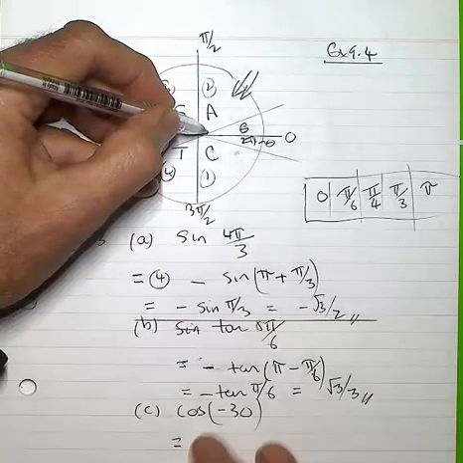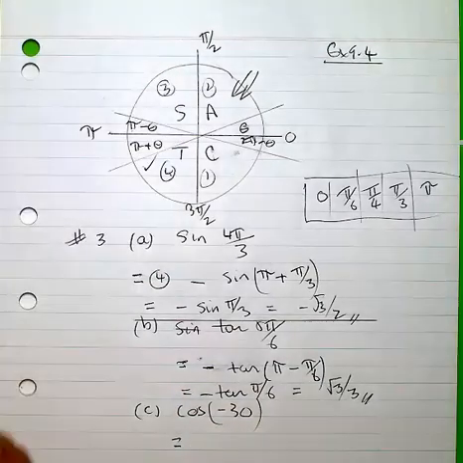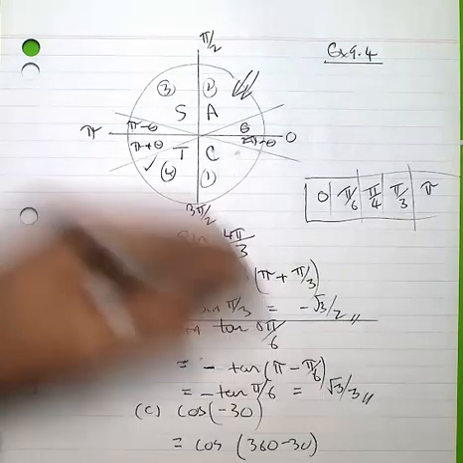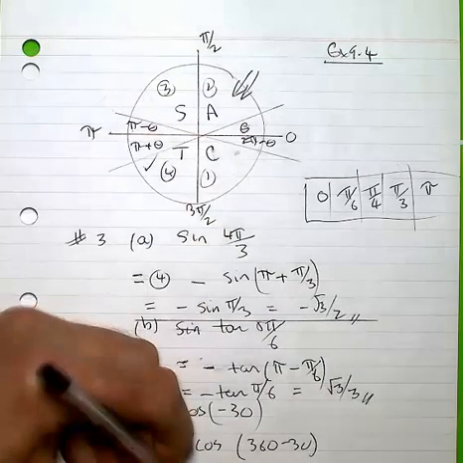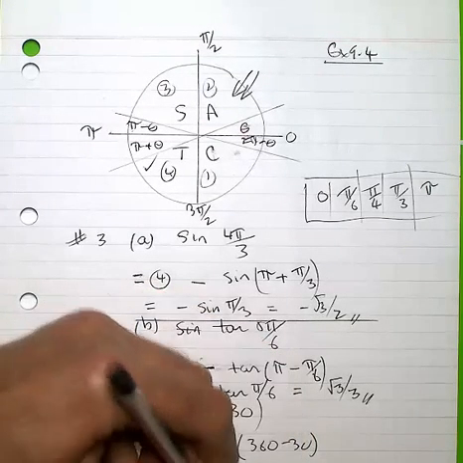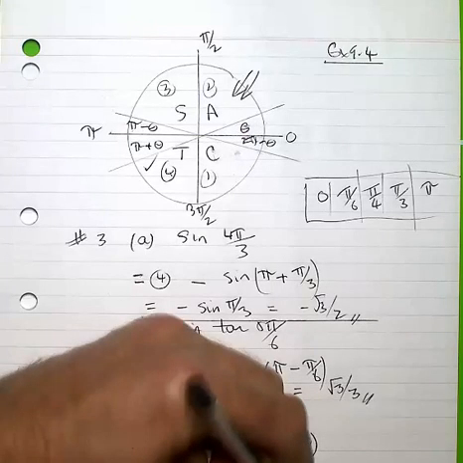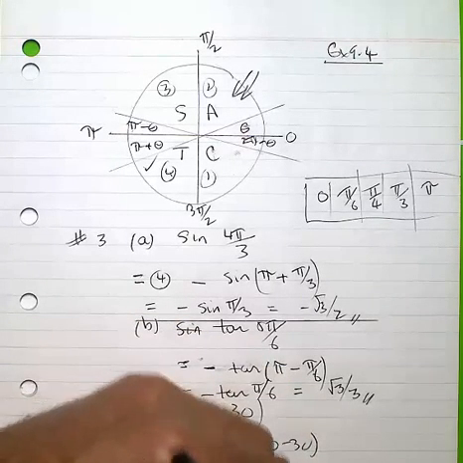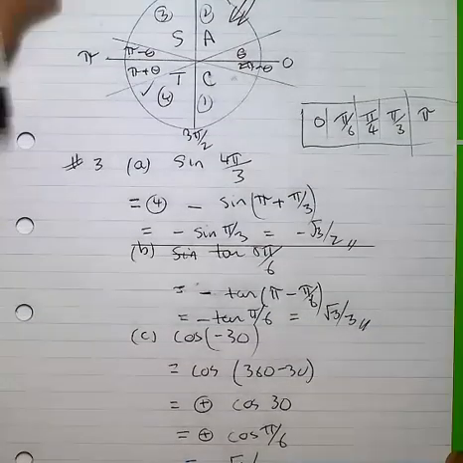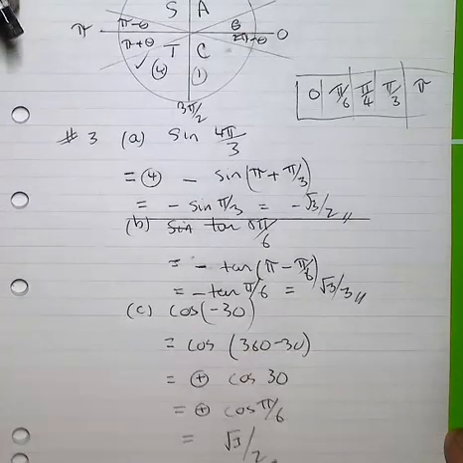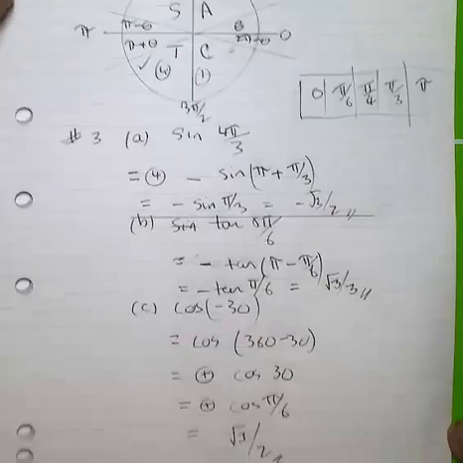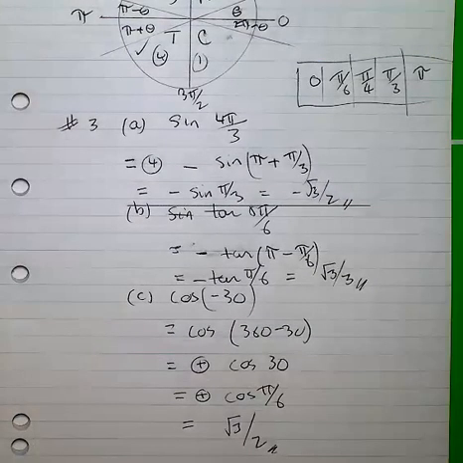Now, in this next instance, cos of minus 30 is equal to the cos of 360 minus 30. Cos is positive in that quadrant, which is positive cos 30, or positive cos pi over 6, which is root 3 over 2. When you're working through these questions, please make sure you identify the quadrant you're working with and look for the relevant symmetry rule. So root 3 over 2, the last one.